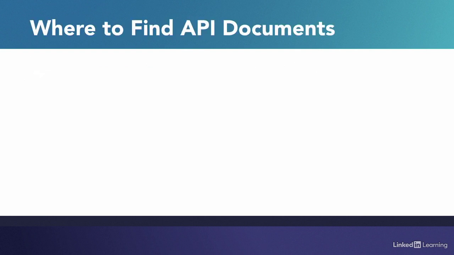So, where can we find API documentation? The first place to look is typically the vendors who built the device. After all, who better to tell you about the usage pattern than the folks who built them?